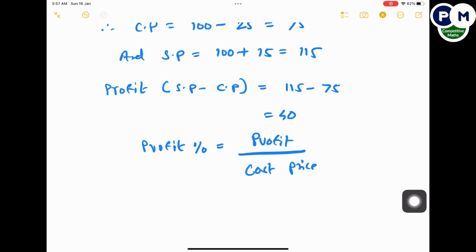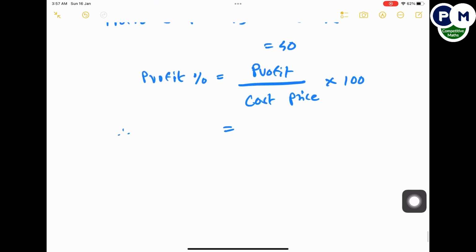Profit, selling price minus cost price, equals 115 minus 75, is equal to 40. Profit percent equals profit divided by cost price multiplied by 100. 40 divided by 75 multiplied by 100, that gives us 53.3%.